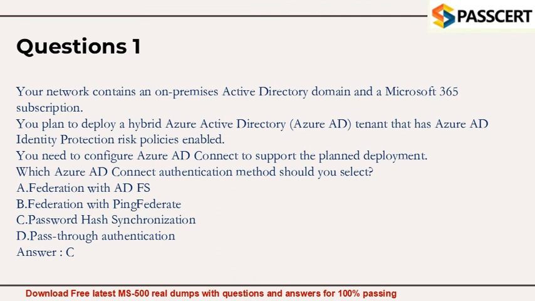Question 1. Your network contains an on-premises Active Directory domain and a Microsoft 365 subscription. You plan to deploy a hybrid Azure Active Directory, Azure AD, tenant that has Azure AD Identity Protection Risk Policies enabled. You need to configure Azure AD Connect to support the planned deployment. Which Azure AD Connect authentication method should you select? A. Federation with ADFS. B. Federation with Ping Federate. C. Password hash synchronization. D. Pass-through authentication. Answer: C.